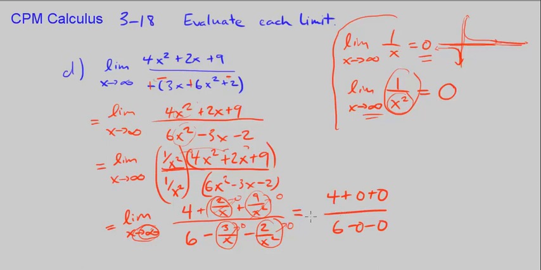Okay, so I'm no longer saying the limit. I already took it, right? 4 doesn't change, so we just get 4 over 6, which simplifies to 2 over 3.